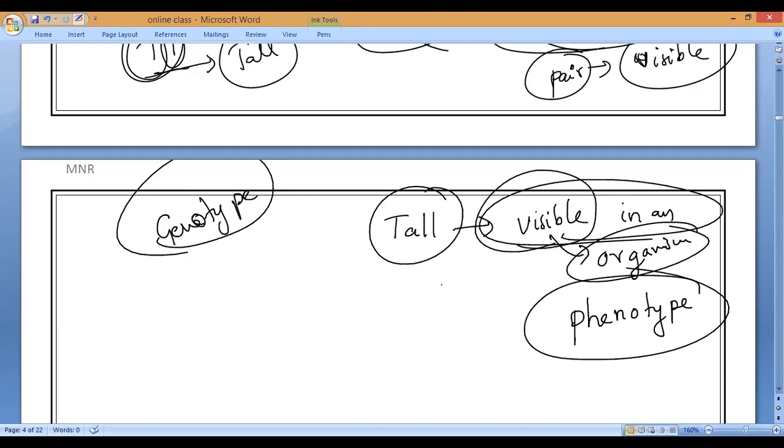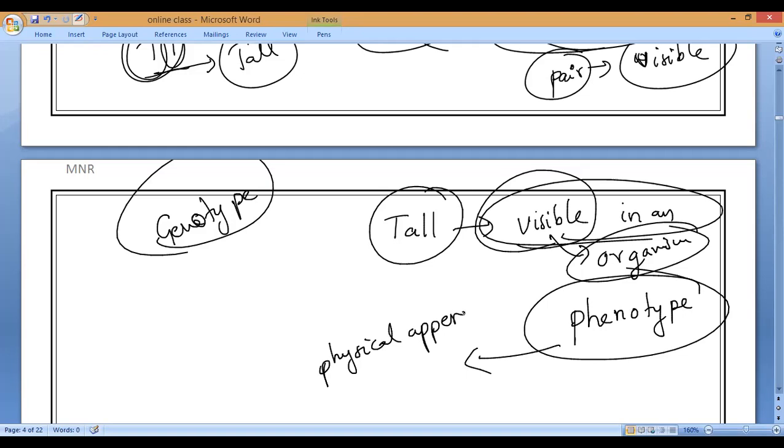So if I appear to be tall, the tallness is visible to you, then that is the phenotype. If I appear to be short or dwarf, then that is the phenotype which appears. Tall or dwarf are the traits which can be seen by us, visible to us. That is why we say phenotype, which is visible to us, the physical appearance.